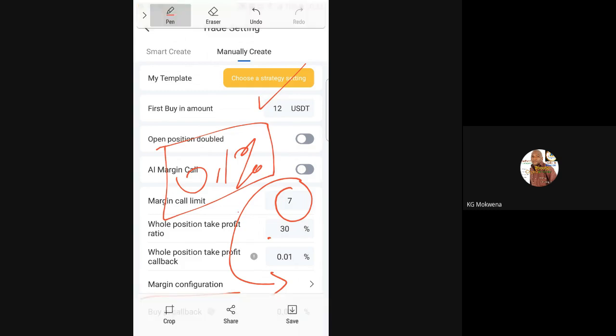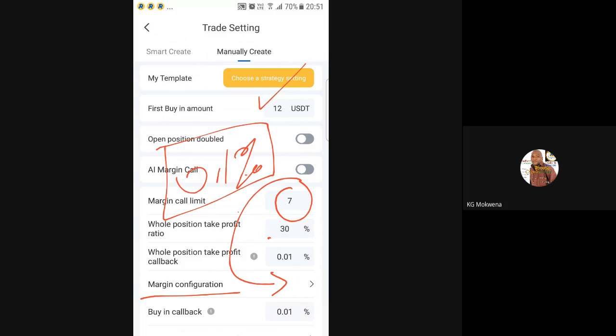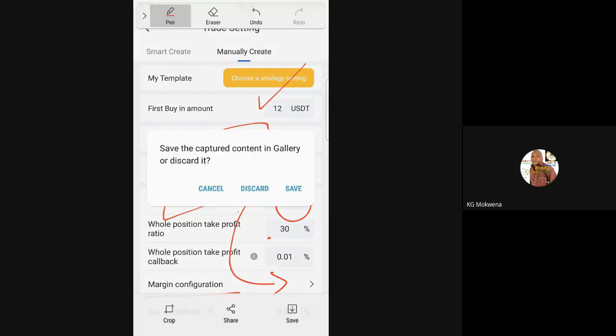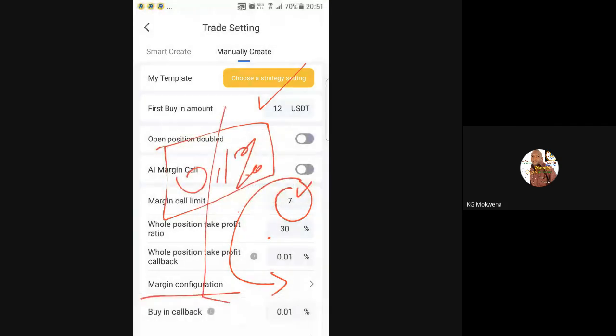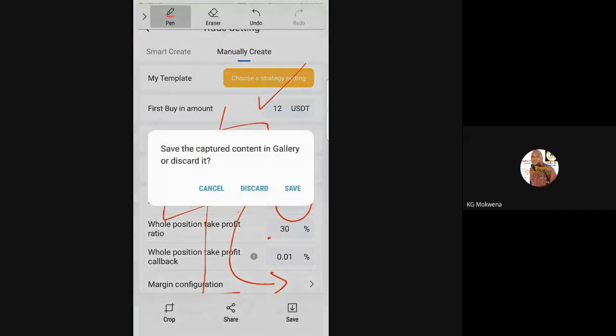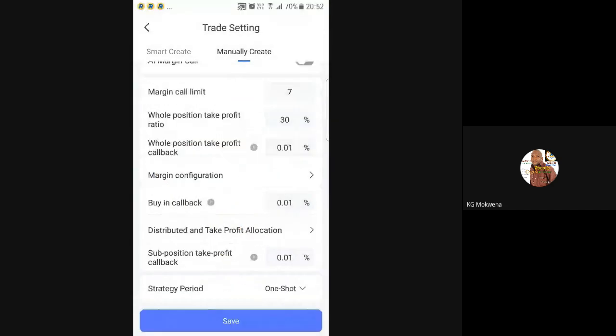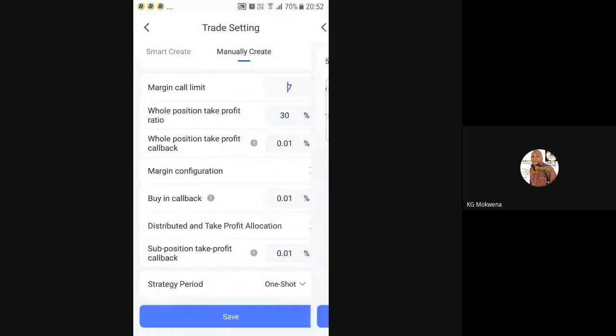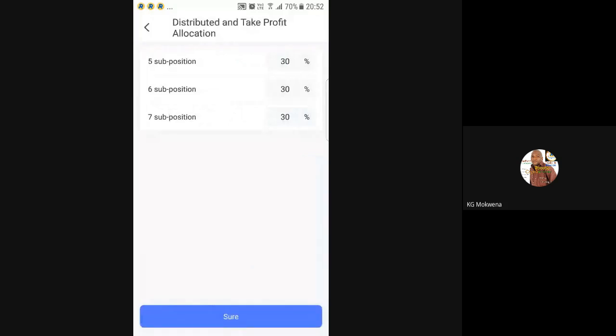And let's go together. And then we can also look into the, which is very important also, the percentage for call number 7, which is going to be under distributed and take profit allocation. It's just somewhere below here. We're going to look at it together after this screenshot. Let's go to first. We can even start on distributed and take profit allocation. It means call number 5, 6, 7 are going to take profits individually, and I'm okay with 30%.